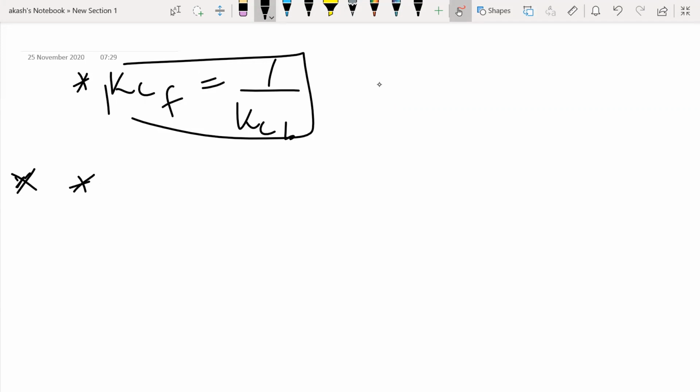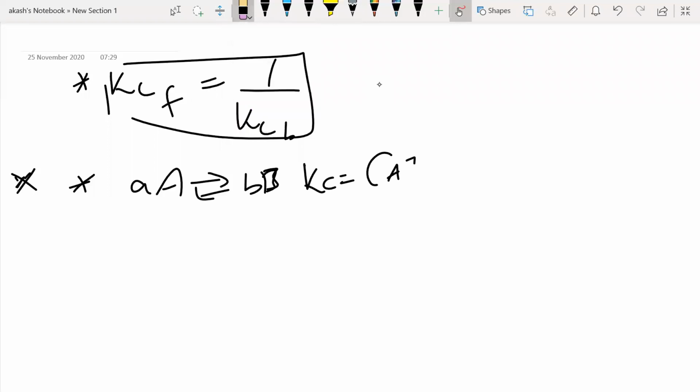Right. Okay. Now you saw what happens if I reverse a reaction. Now, what if I multiply a reaction through a factor? Say, for example, I have the same reaction, aA reversibly giving bB. Now, obviously I know the Kc value for this. Kc would be B power b divided by A power a. Done. This is my equilibrium constant.